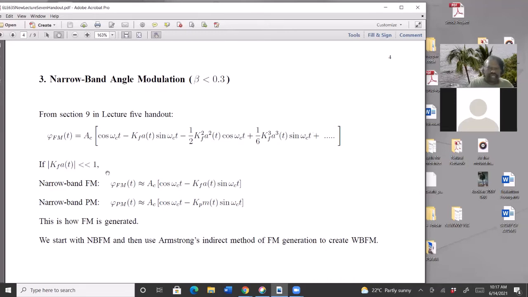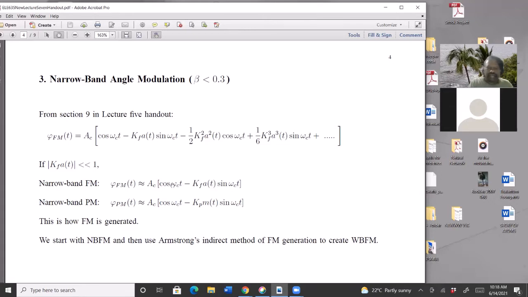So under this condition, we ignore the square term and the cube term, and FM becomes just this part and this part. Again, let's forget about phase modulation and focus on this. This is very important. For narrowband FM, which is defined as beta less than 0.3, the modulated FM can be written as A_C cos omega_c t minus K_F times the integrated message signal times sin omega_c t.